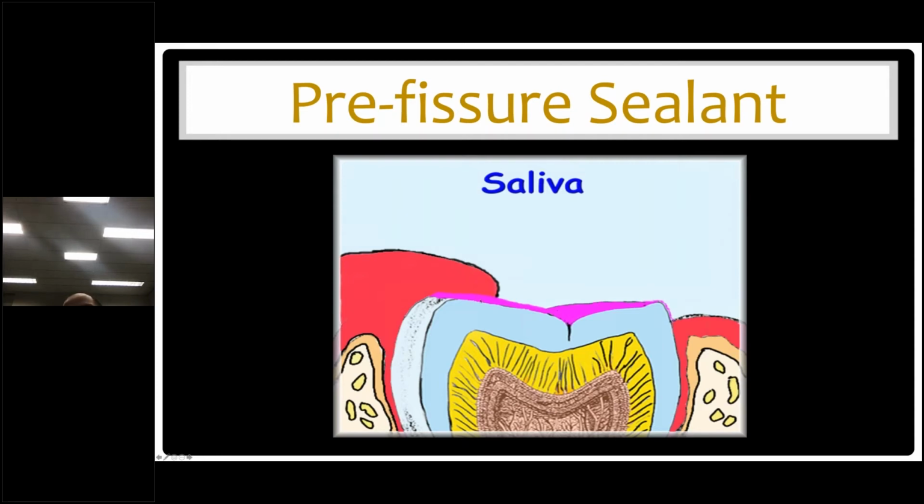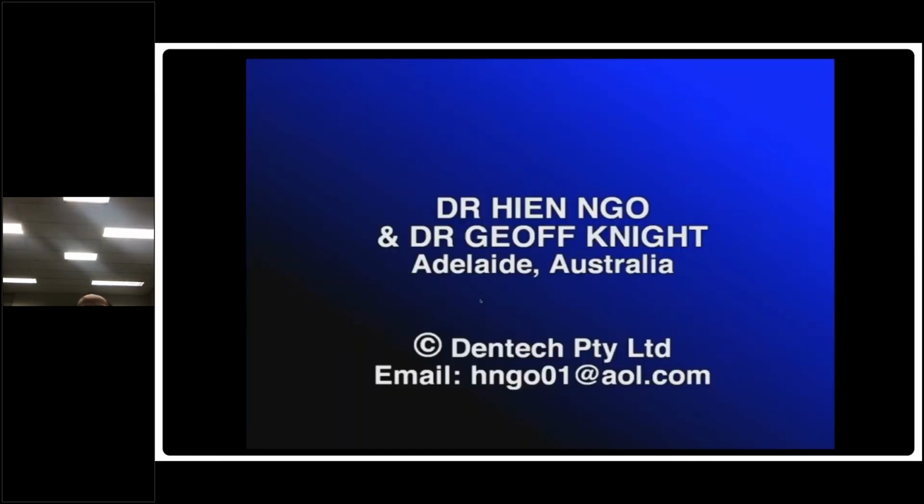So we propose that we use Fuji Triage, and we push the Triage under the operculum to provide a temporary protection during the eruption time. That's why we call this a pre-fissure sealant procedure. After the tooth is fully erupted, you can choose to leave it there as a fissure sealant, or if it has been washed away, then you can redo the fissure sealant using other material. Here's a video to illustrate what we do with this.